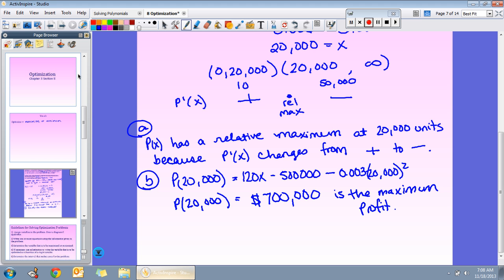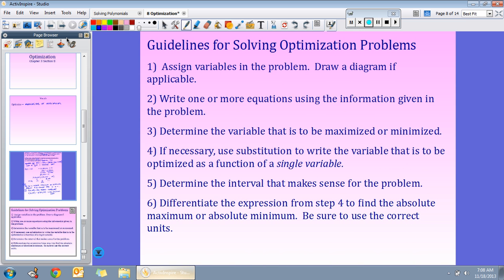Alright, let's move on to the guidelines for doing optimization problems. These are on the notes handouts that you could print out from Edline, or you can write them down here. You need to make sure that all of your equations are in a single variable, so sometimes you have to write more than one equation, like area and perimeter, to try to get rid of one, and we'll do an example of that in a little bit.